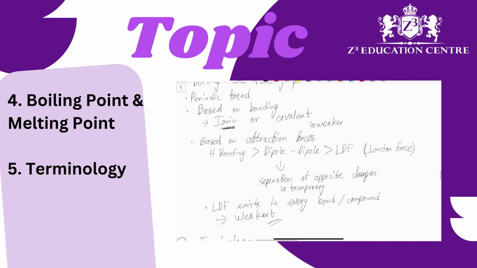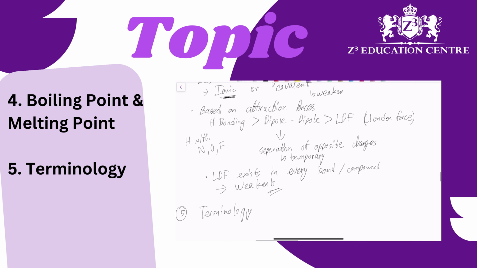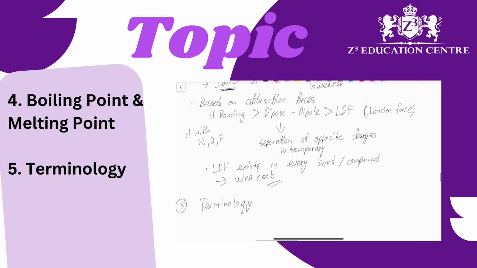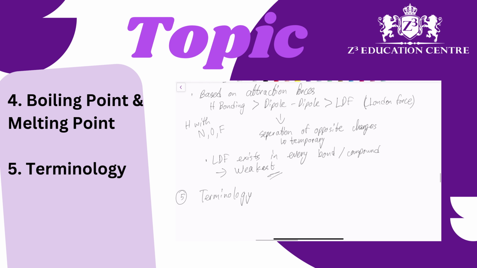Let me write that down. H with NOF. Dipole-dipole is separation of opposite charges, and these are temporary. And then we have LDF, which are London dispersion forces. Now, LDF exists in every type of bond or compound. It is the weakest. So if nothing else is present, we say LDF. Also LDF, even if something is present, it's always LDF.